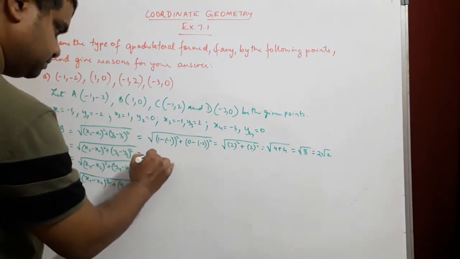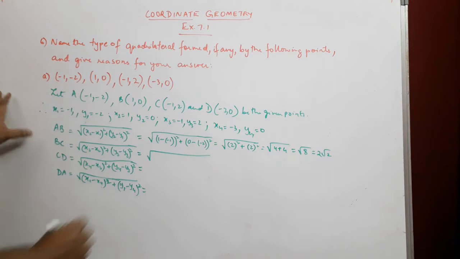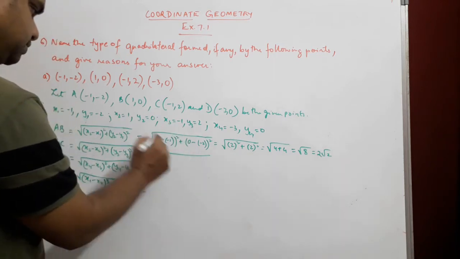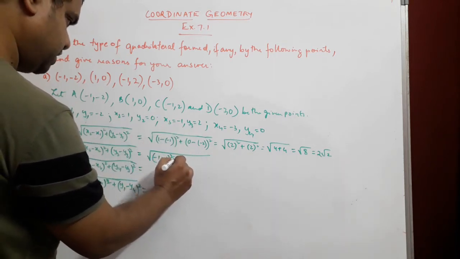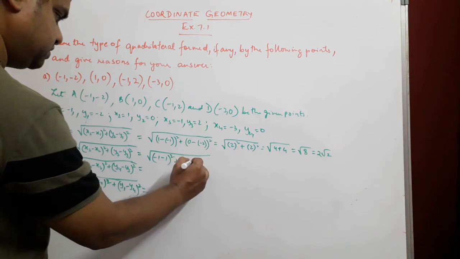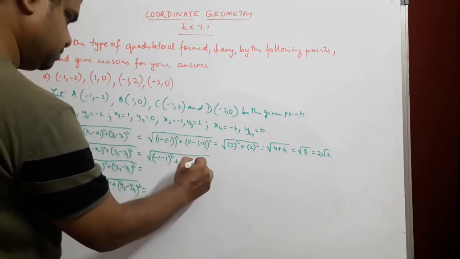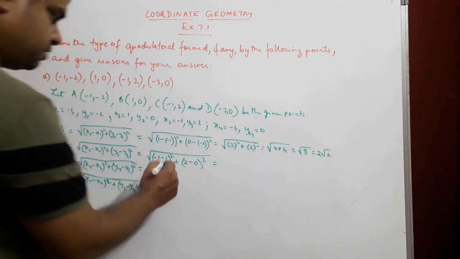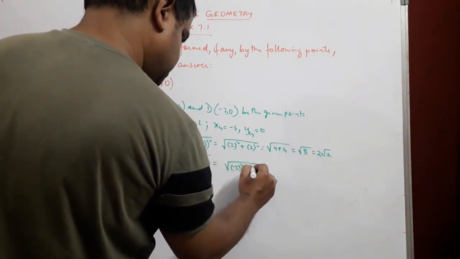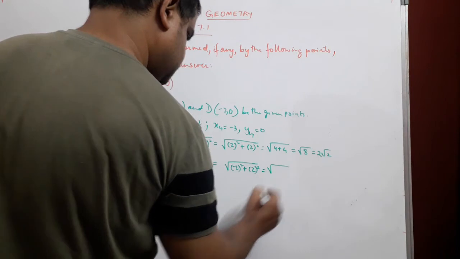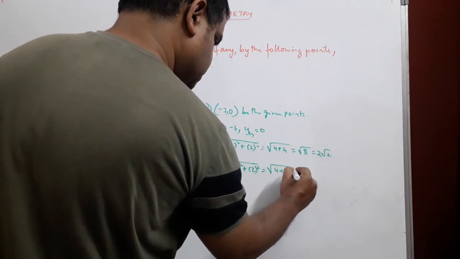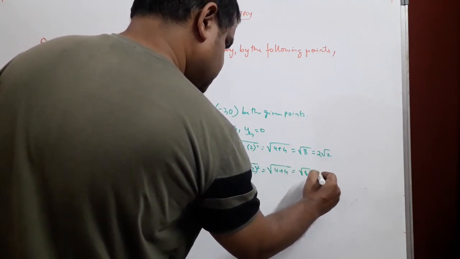Next, BC. x3 is -1 minus x2, which is 1, raised to square, plus y3 is 2 minus y2, which is 0, to square. Minus 1 and minus 1 gives us minus 2. 2 minus 0 is 2 whole square. Minus 2 whole square is 4 plus 2 whole square is also 4. That gives us the square root of 8, which is equal to 2 root 2.